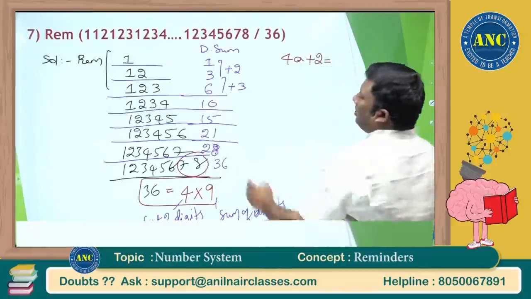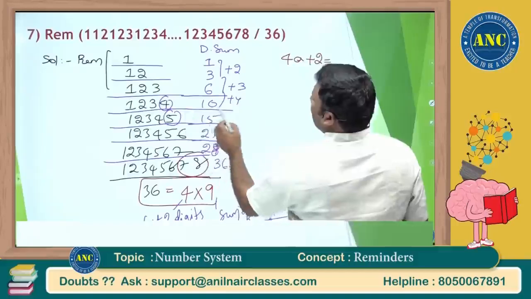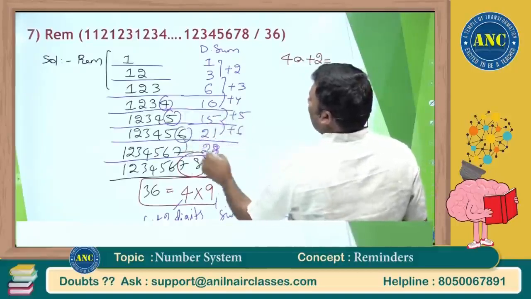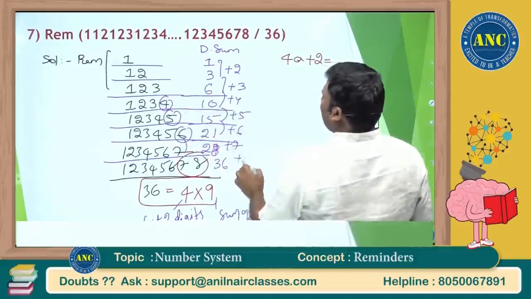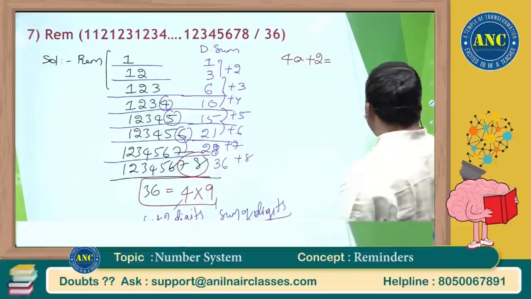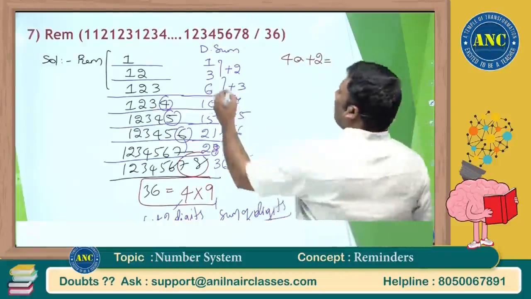These are nothing but plus 4. It is ending with 4, add 4. It is ending with 5, add 5. Ending with 6, add 6. Ending with 7 and ending with 8. 1, 3, 6, 10, 15, 21, 28 and 36. I hope the idea it is clear.